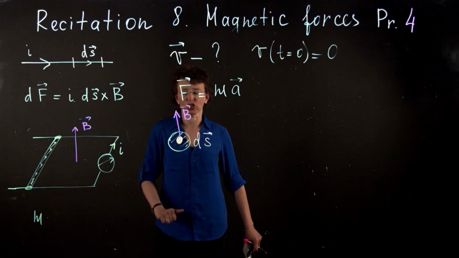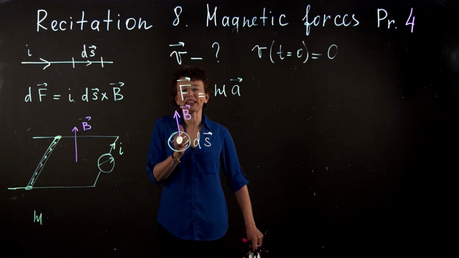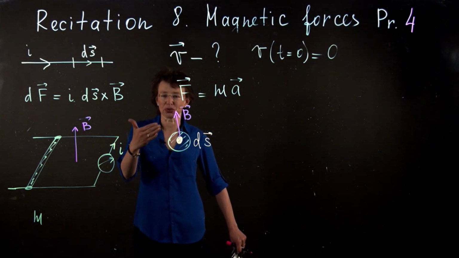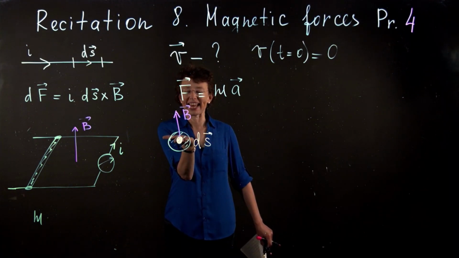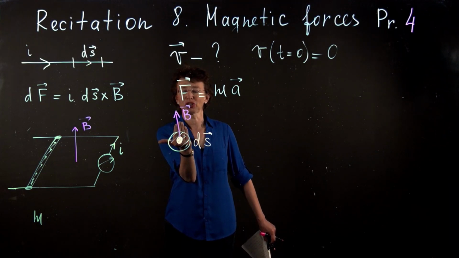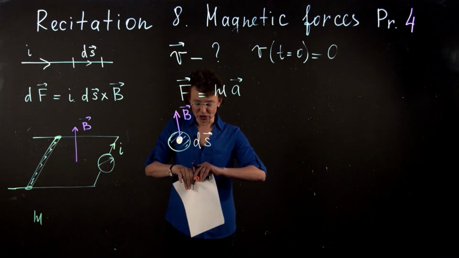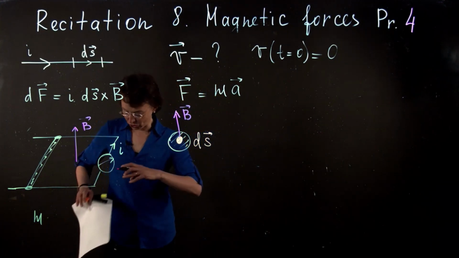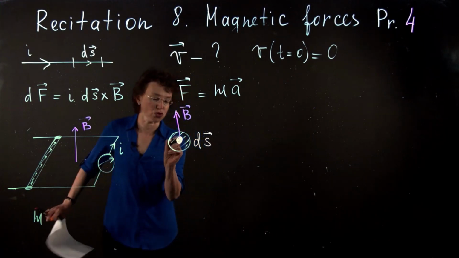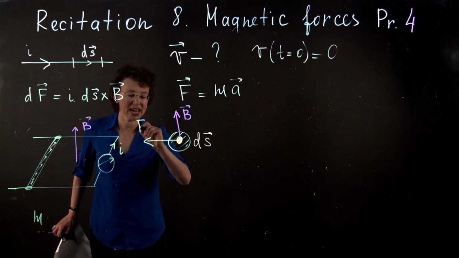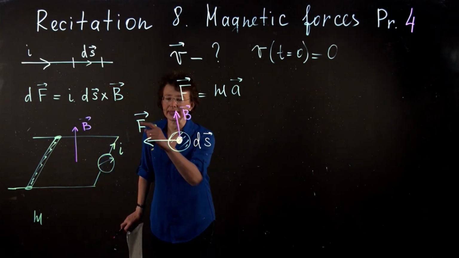To find ds cross B, you need to use your right hand. I use my left hand because what you see is my mirrored image. I put my fingers along ds, I bend them towards B, and my thumb shows the direction of the force. So the force will be to the left. I will use this color to draw the force. This is my magnetic force exerted on this piece of wire. This is the direction of the force.